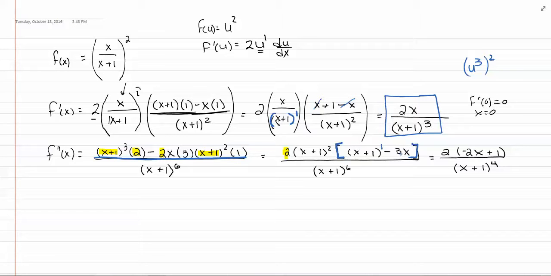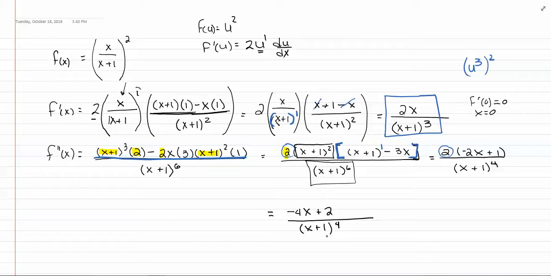So the next thing I did was add a positive x and a negative 3x, which is negative 2x, plus 1. And then I had the 2 out in front here. Alright, so what happened to the (x plus 1) squared? Well, you have 2 of them on top, but you've got 6 of them on the bottom. So when you cancel, you end up with 4 of them on the bottom. So then this becomes negative 4x plus 2 divided by (x plus 1) to the 4th.